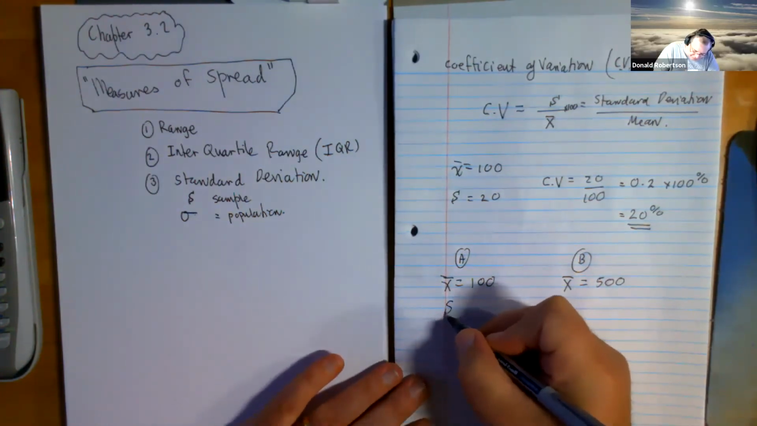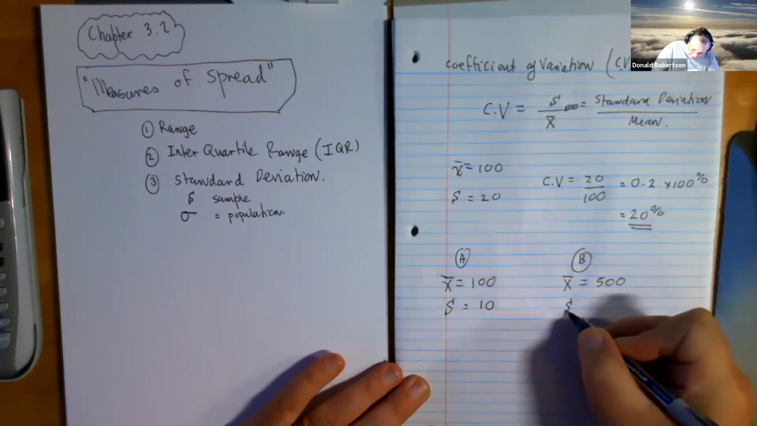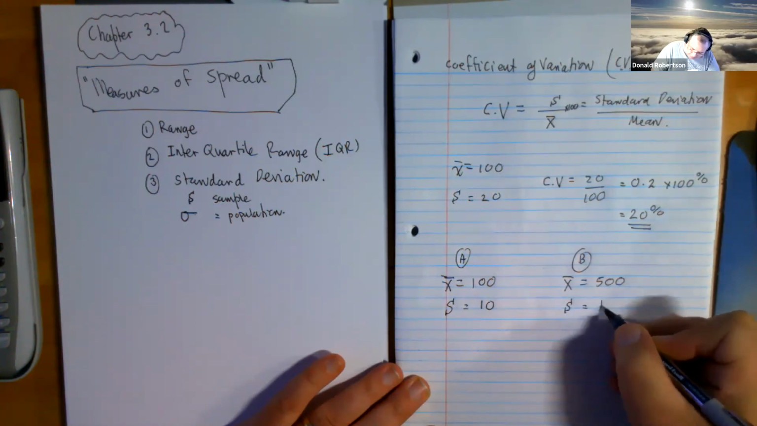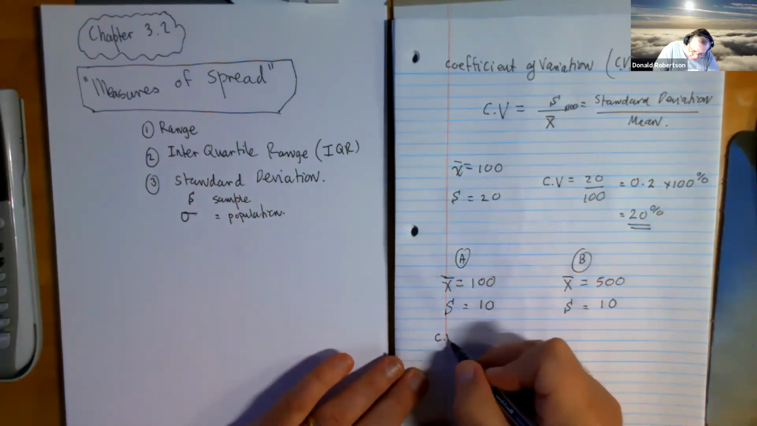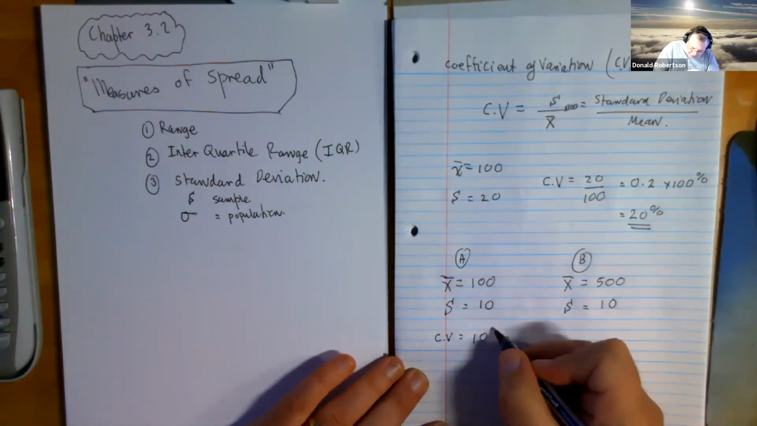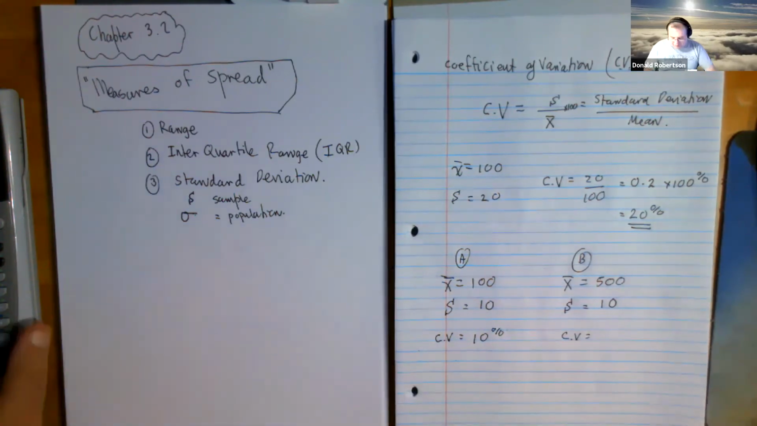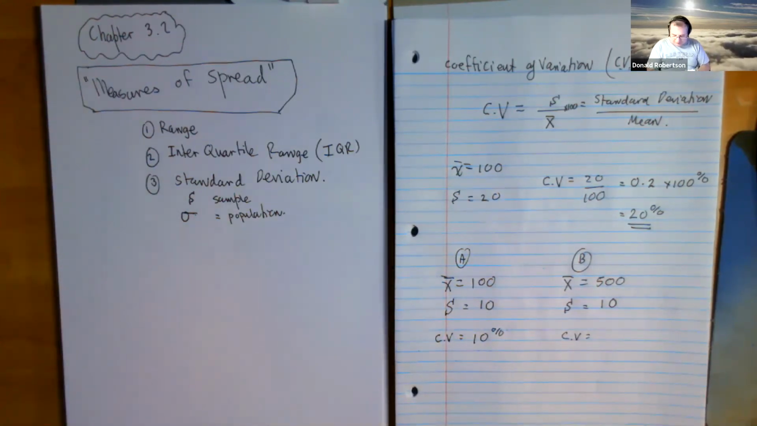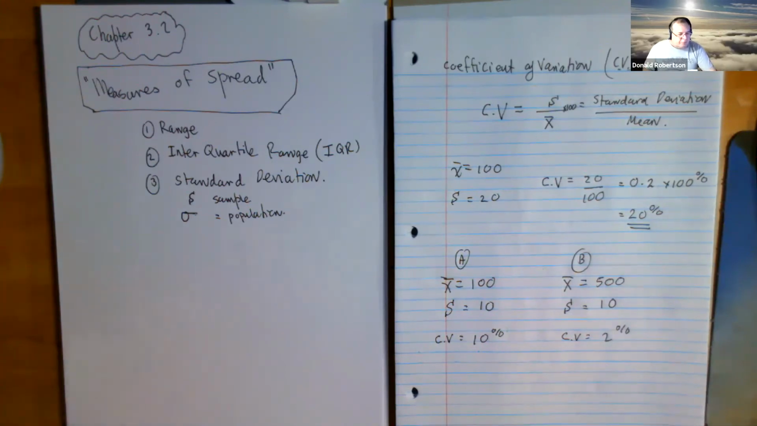And the standard deviation of this one was 10. And the standard deviation of this one was also 10. If you calculate the coefficient of variation for this one, you get 10%. If you calculate it for this one, I believe, I better check it, it's only 2%. Well, what do these numbers tell me if I'm interested in the stock exchange?